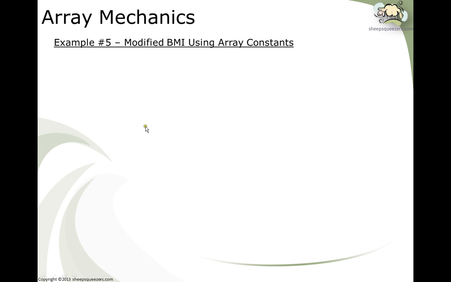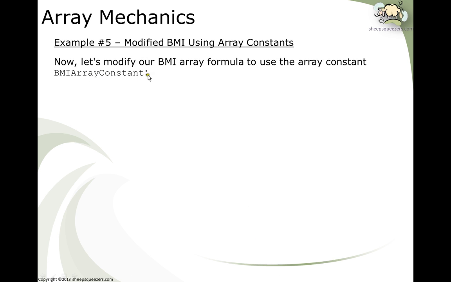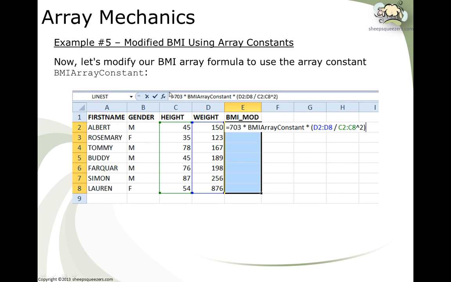Example 5, modified BMI example using an array constant. Now, let's modify our formula to use the array constant BMI array constant. I'm not going to go through the entire process. You get the idea by now. I'm going to highlight all the cells that I need, these 7, and enter equals 703 times my BMI array constant, times the typical formula we've been using, D2 to D8 divided by C2 to C8 squared. Hit Control, Shift, and Enter, and you wind up with the modified results.